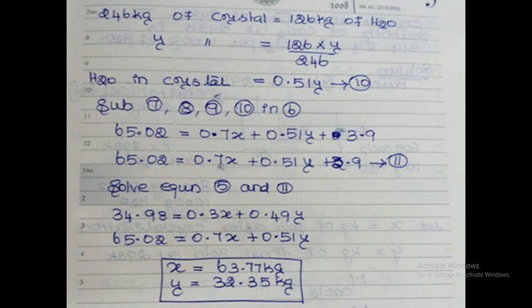Now we have the 7th, 8th, 9th, 10th expressions in the 6th expression. Substitute all the values. Finally we get 65.02 is equal to 0.7x plus 0.51Y plus 3.9. This is the 11th expression. Solve equations 5 and 11. So we have the 5th expression and 11th expression. Finally we get x and Y values. x is 63.77 kg, Y is 32.35 kg. Thank you for your attention.